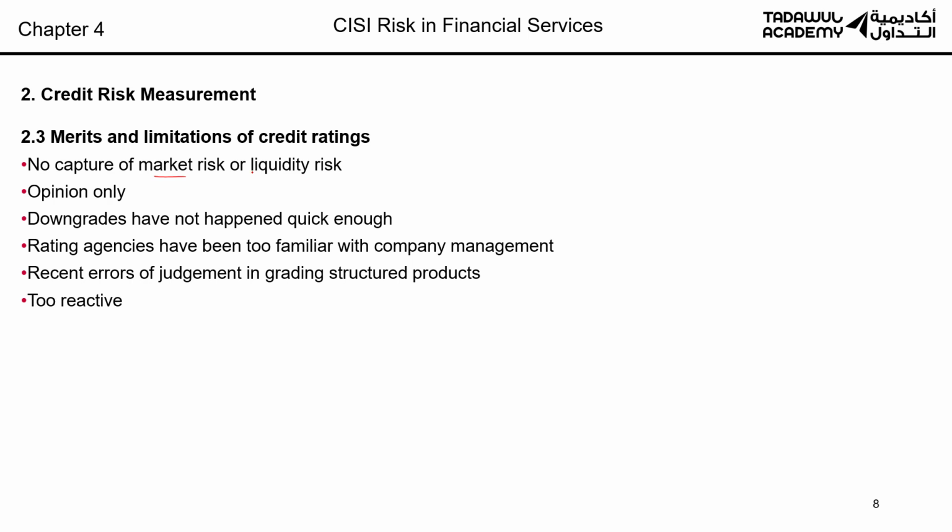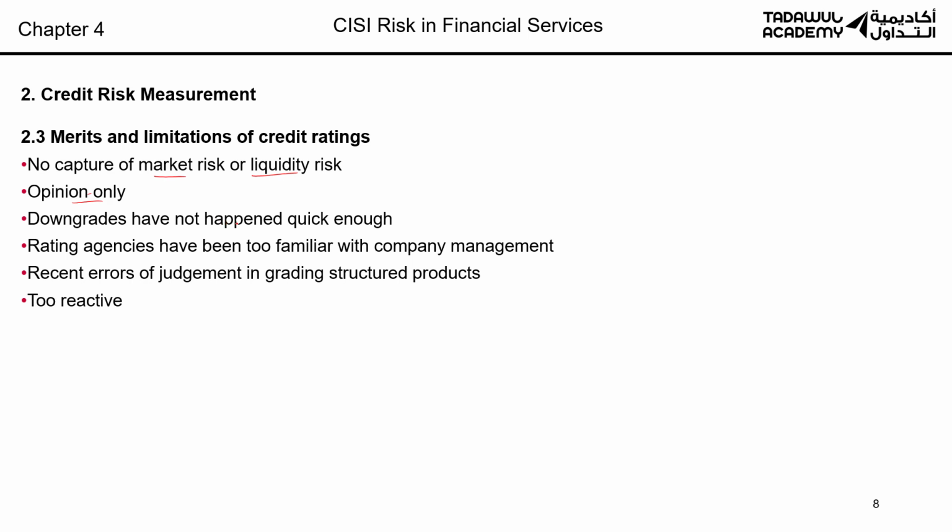They do not capture market or liquidity risk. They are opinion only. I mean, after the 2008 financial crisis, people tried to sue Fitch, Moody's, and S&P because they were giving high ratings to junk bonds. But of course, they couldn't sue them because a rating, which is a AAA or a double B, is just an expression of opinion. These companies think that this bond is triple B, and you can't sue somebody for his opinion. So they are opinion only.